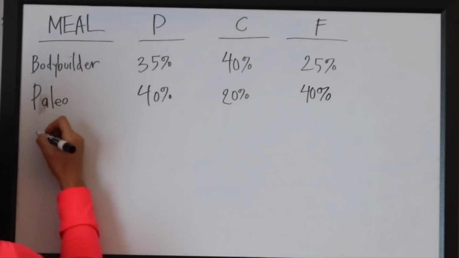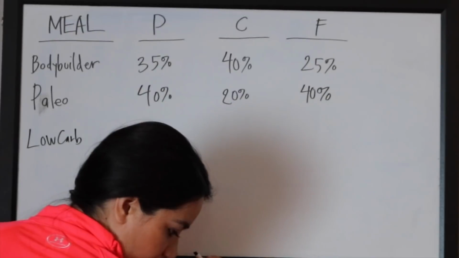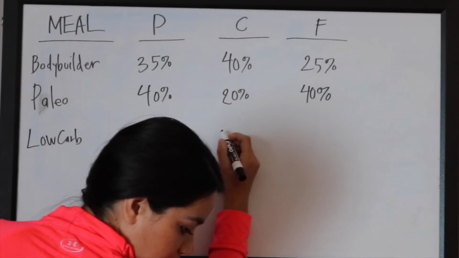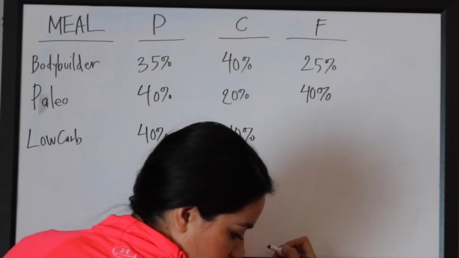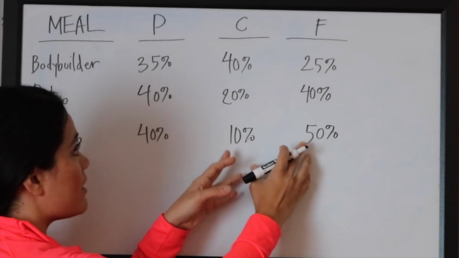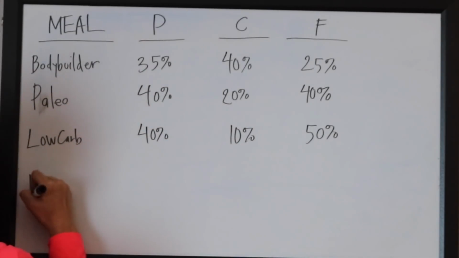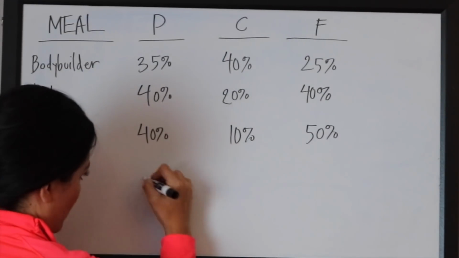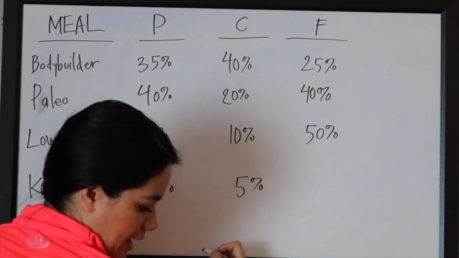After that, there is just general low carb. A general low carb protocol would be at approximately 40% protein, approximately 10% carb, and approximately 50% fat. You can see that as the carbs are dropping, the fat is going up. And then there's a keto style protocol, which I talked about in the last video, where you're at roughly 20% protein, 5% carb, and 75% fat.